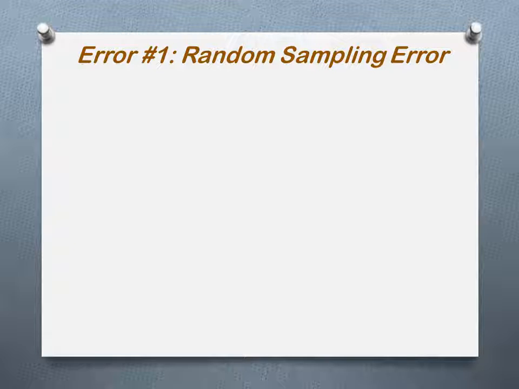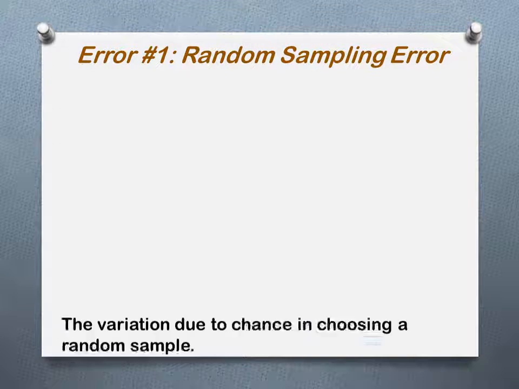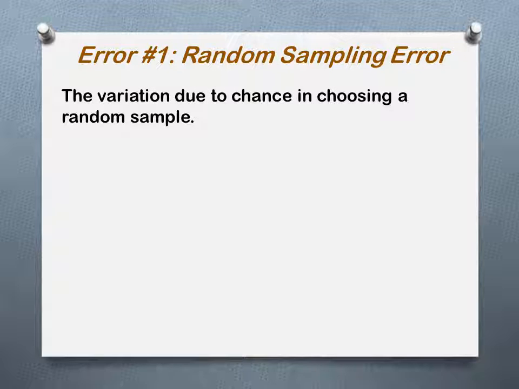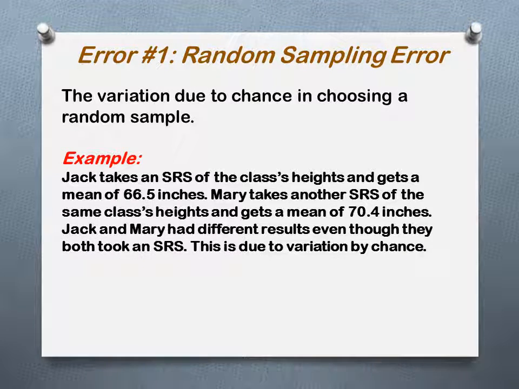So the first sampling error we want to look at is random sampling error. This is the variation due to chance in choosing a random sample. For example, Jack takes an SRS of the class's heights and gets a mean of 66.5 inches. Mary takes another SRS of the same class's heights and gets a mean of 70.4 inches. Jack and Mary had different results even though they both took an SRS from the same population. This is due to variation by chance.